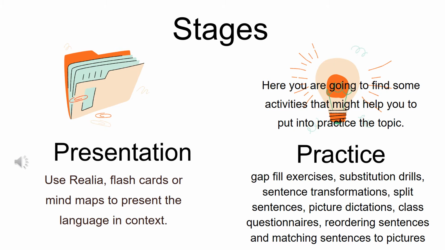Here in the practice stage, we are going to correct the phonological and grammatical mistakes, but also we are going to use some activities in which the students perform the information previously acquired. As you see in the image, you will find some of the activities. Those are gap fill exercises, substitution drills, sentence transformation, split sentences, picture dictation, class questionnaires, jumbled sentences, and matching sentences to pictures.